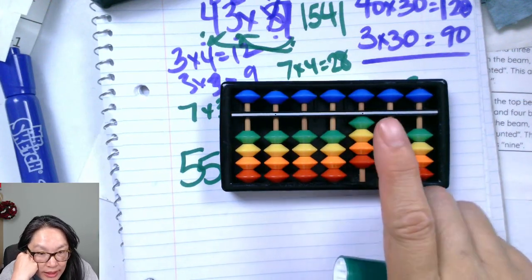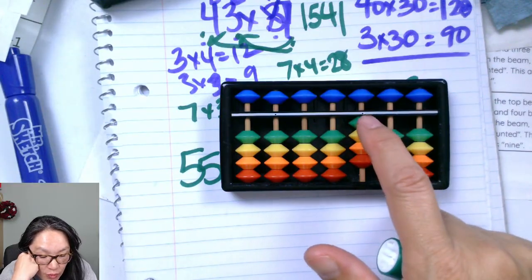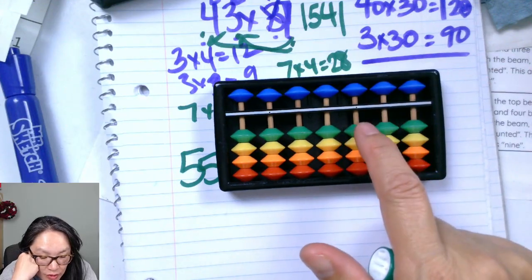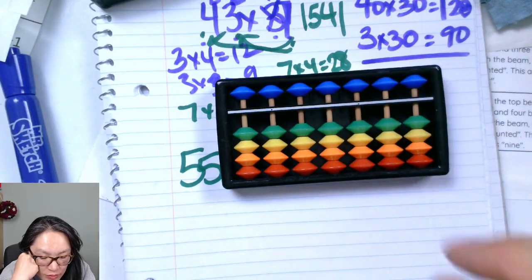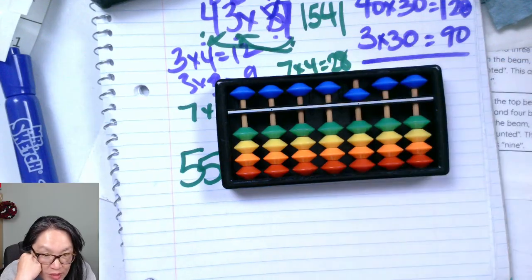So, Adriana, do you see it? Okay, good. So this is 4, 1, 2, 3, 4, because it's touching this horizontal bar. This is 0. Nothing is touching the horizontal bar. If I do 1, 2, 3, 4, what happens to 5? 5 will always be the top bead.